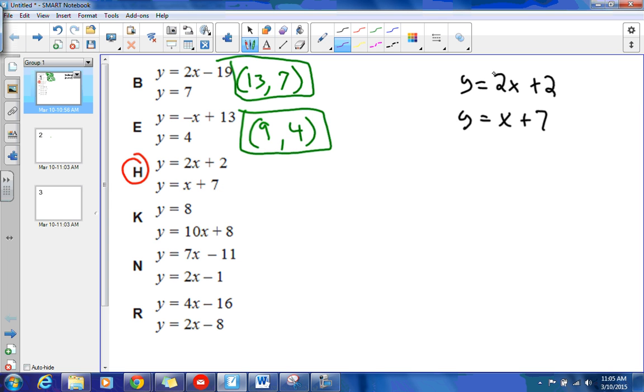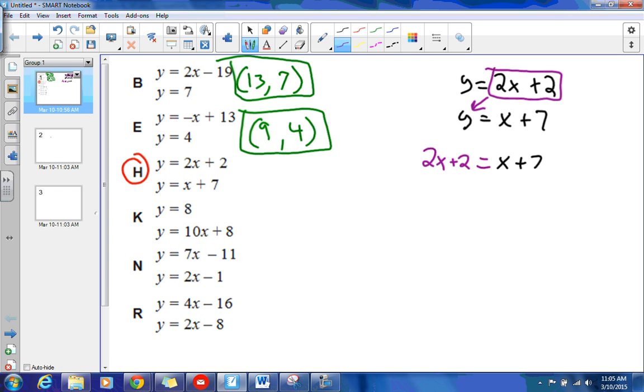We're going to take y is equal to 2x plus 2. We know that. So instead of y in this other equation, we're going to use 2x plus 2. So we'll say 2x plus 2 equals x plus 7. Okay? And then we just solve for x.